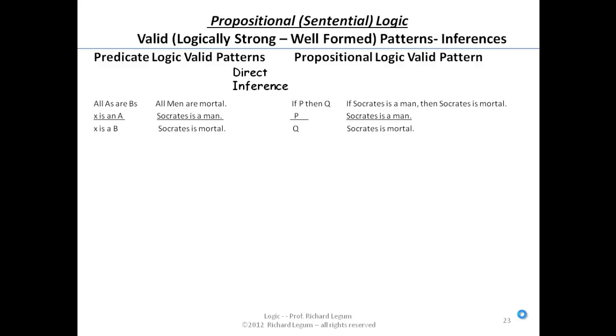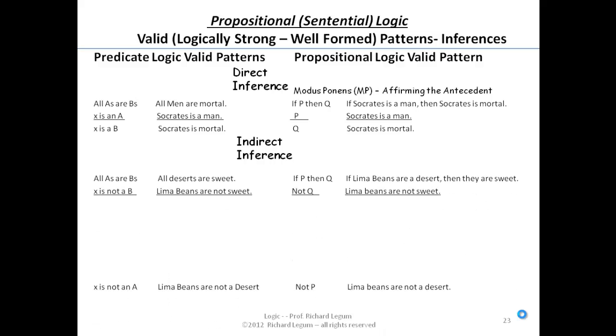Paradigm example. Good model. All men are mortal. Socrates is a man, therefore Socrates has to be mortal. In the conditional, it's if P, then Q. P being Socrates is a man, Q being Socrates is mortal. So if Socrates is a man, then Socrates is mortal. P, Socrates is a man, we can conclude Socrates is mortal. Modus ponens, sometimes called affirming the antecedent.